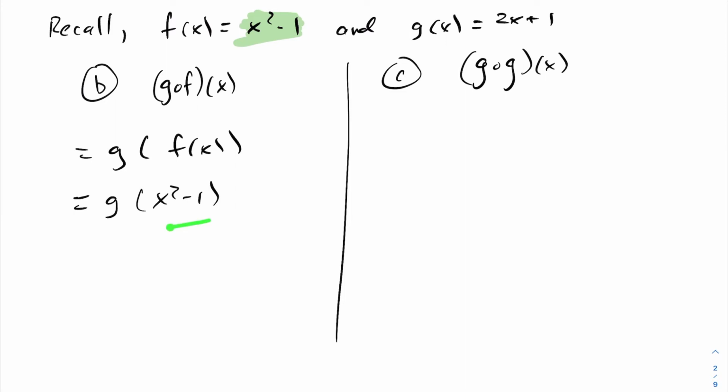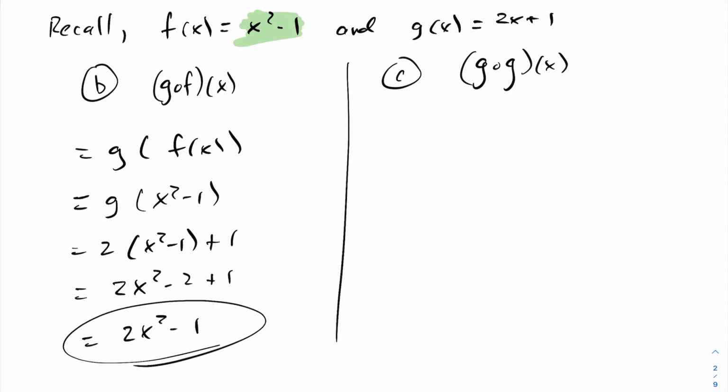And going back to function notation here, everywhere we see an x, we're going to change that to an x squared minus 1, in which case we get 2 times x squared minus 1 plus 1, which is 2x squared minus 2 plus 1, which is 2x squared minus 1. So therefore we have here g composite f at x is 2x squared minus 1.